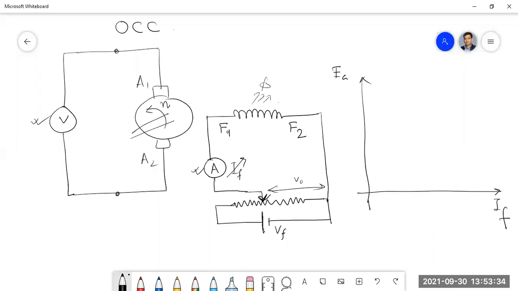Parabola, sir. Why? Whatever you are saying, you have to explain. Why, if it is parabola, why is it parabola? If it is linear, why is it linear? If it is other shapes.